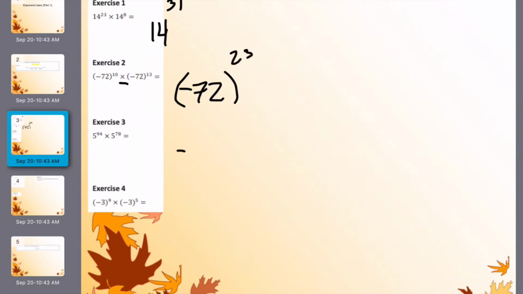Exercise 3, I need to keep my same base, 5. 94 plus 78. Well, let's see, 94 plus 78 is in fact 172. So this is 5 to the 172nd power. And exercise 4, I need to keep my same base of negative 3. And I have 9 and 5, so that gives me to the 14th power.